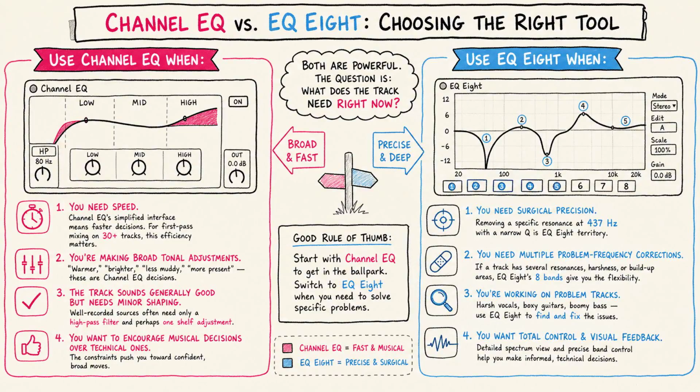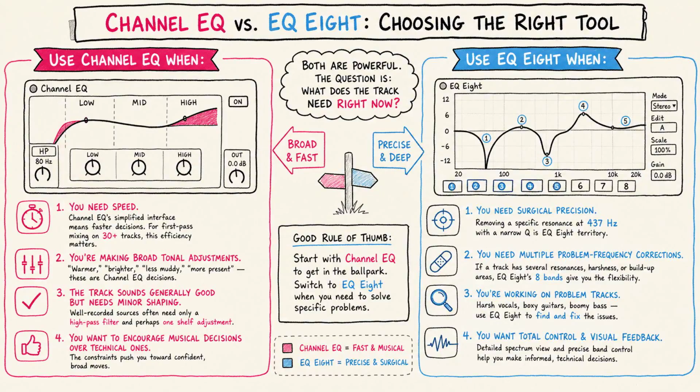You need surgical precision. Removing a specific resonance at 437 Hz with a narrow Q is EQ8 territory. You need multiple problem frequency corrections. If a track has issues at 200 Hz, 800 Hz, and 3 kHz, you need more bands than Channel EQ provides. You need MS processing. Cutting low frequencies from the side channel, boosting high frequencies in mid only. These require EQ8's channel modes.